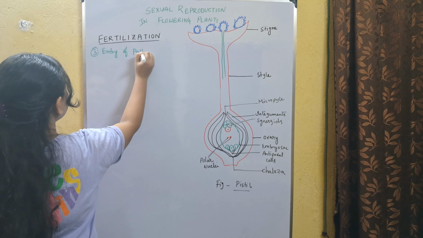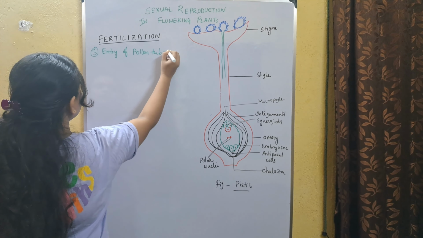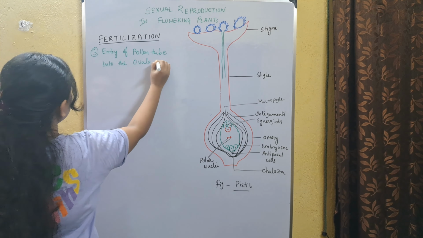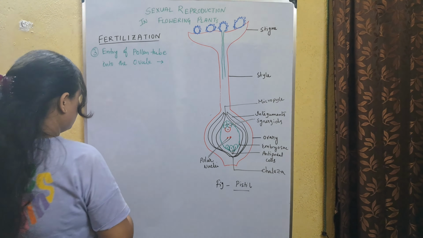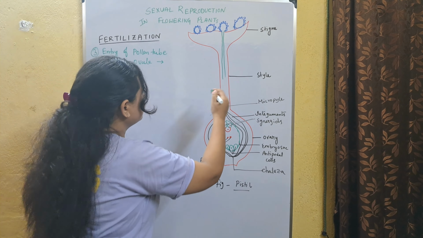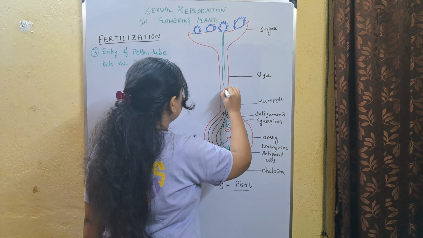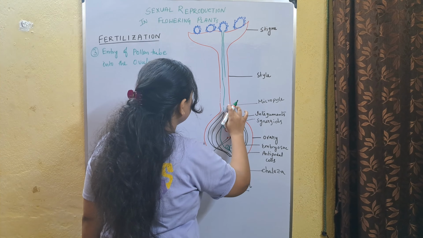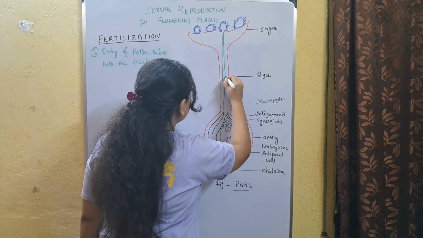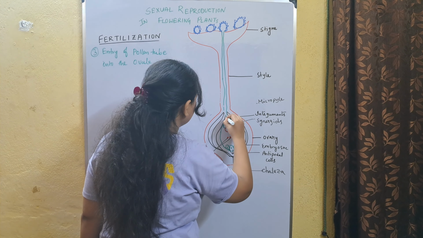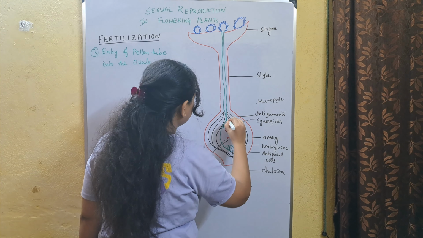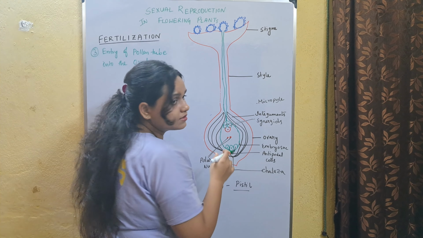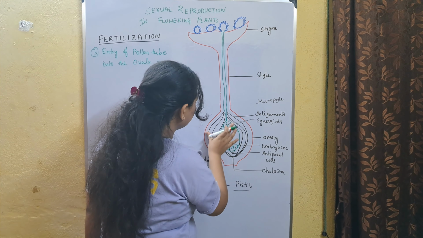Entry of pollen tube into the ovule. So what really happens? Let's understand here. So this pollen tube was forming. Here, this is the micropyle region. It will come to the micropyle and go through the micropyle, and enter the ovule. This is the ovule, integuments, micropyle.